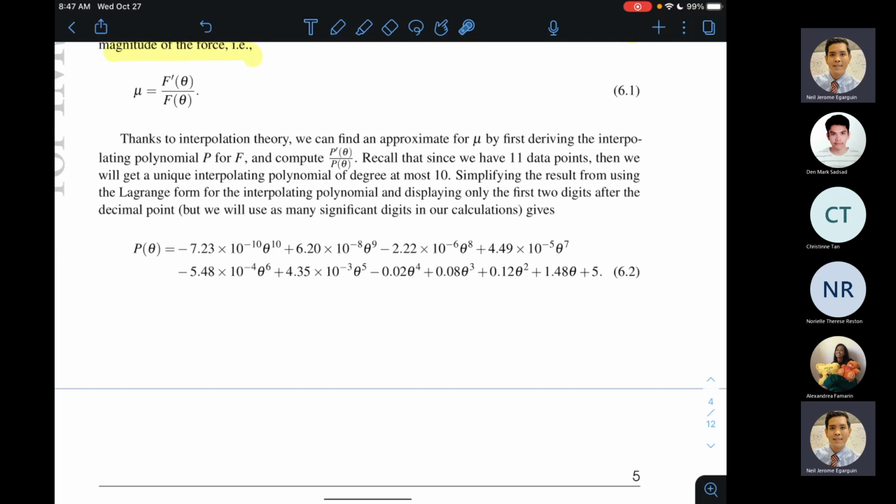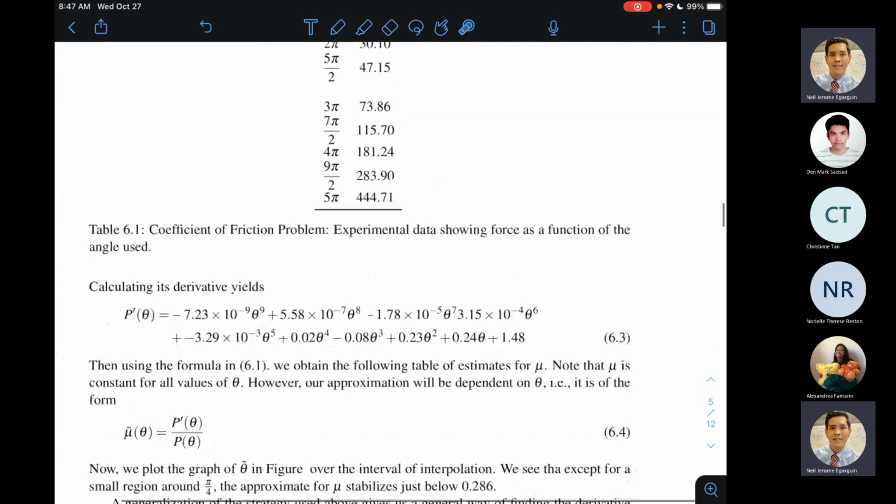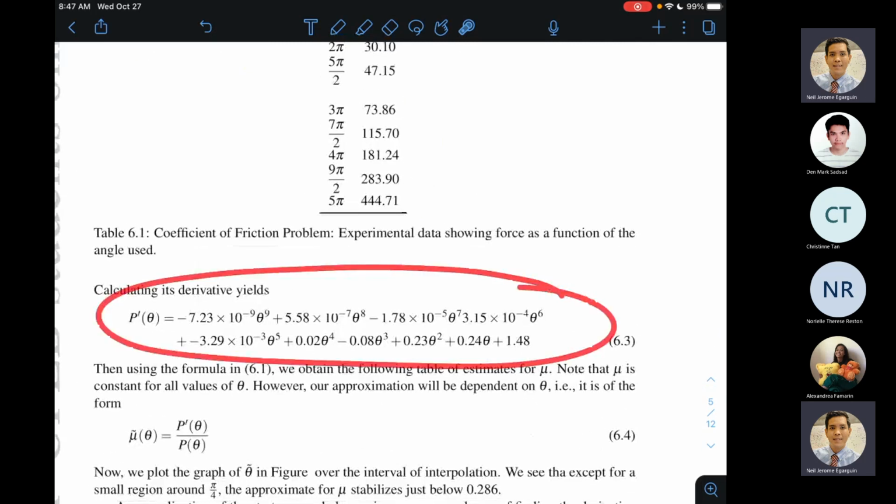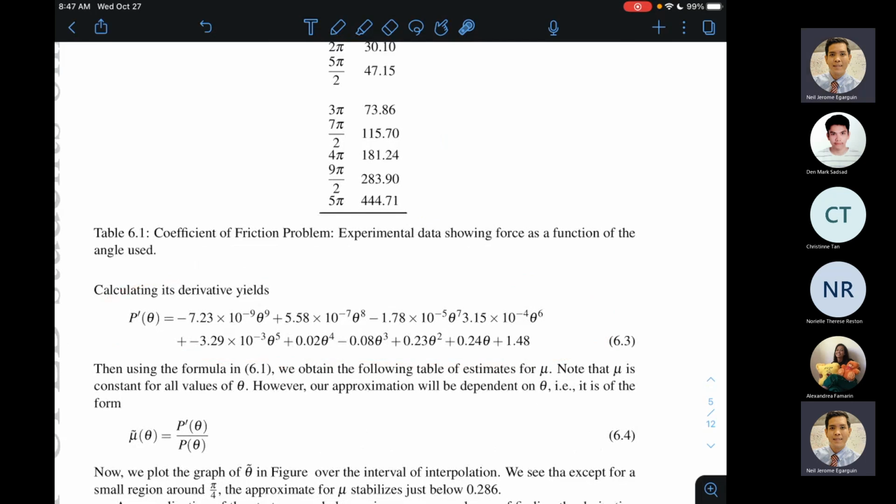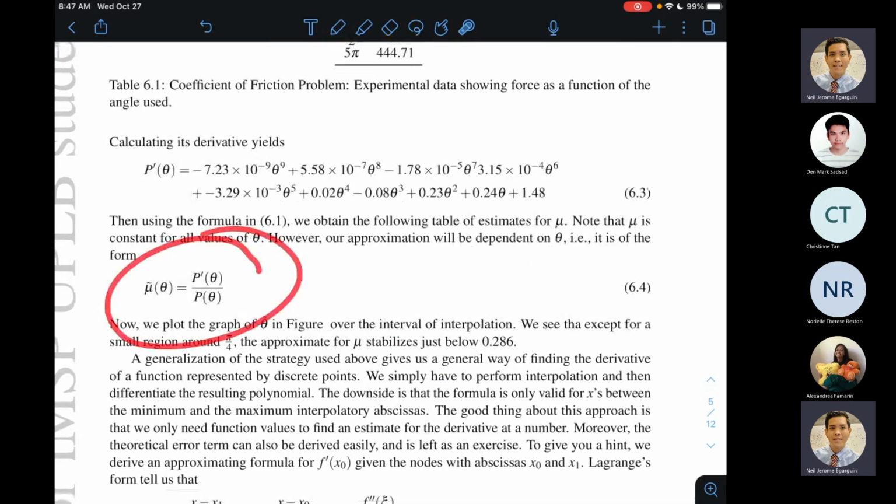Okay? So ito si P, dun sa equation 6.3, kinompute natin si P prime. And then in equation 6.4, we form our approximate U tilde for the coefficient of friction. So kinompute ko siya as P prime over P, and hopefully this will be a good enough approximation for mu. Okay. The thing about mu is a constant. It's a constant of proportionality. Siya nga yung coefficient of friction.